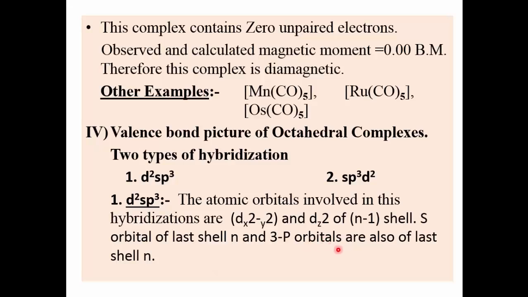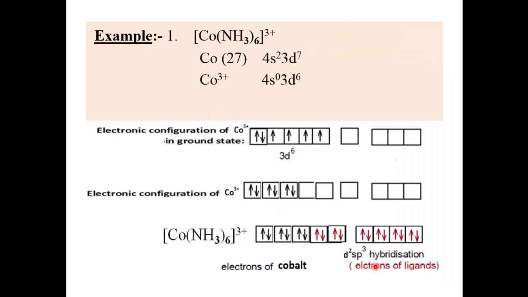What is meant by this? If the value of n is 4, then this is 4s, this is 4p3, but here there is n-1, that means 3d. 4 minus 1, 3d. So that means 3d, 4s and 4p orbitals are used for this hybridization, d2sp3. Let us see examples in which the metal ion undergoes d2sp3 hybridization.